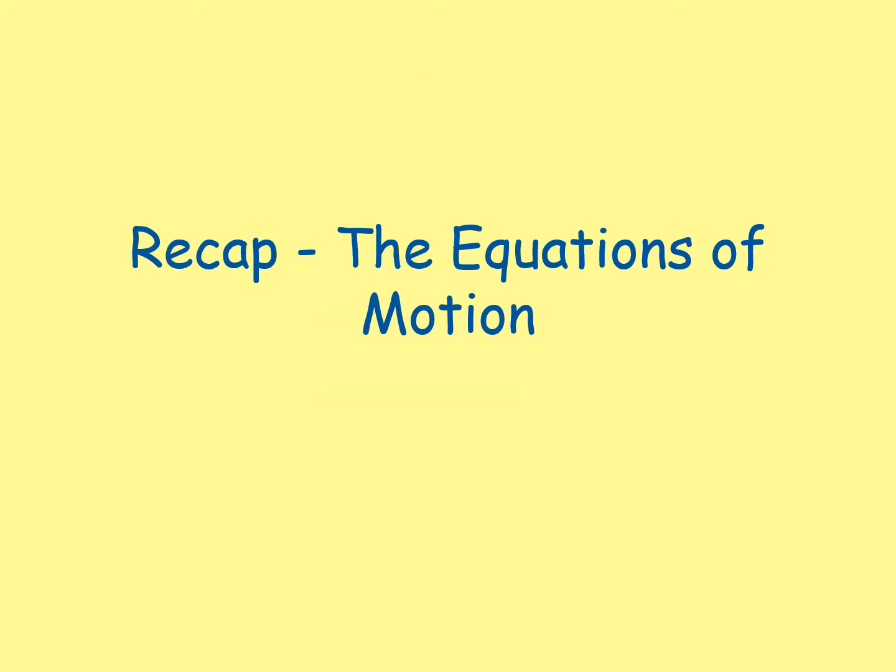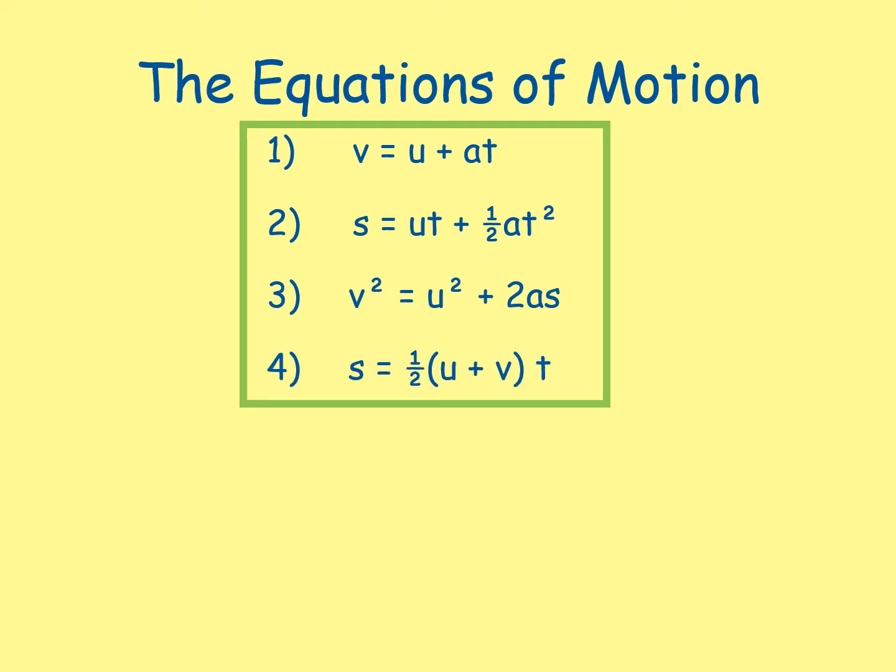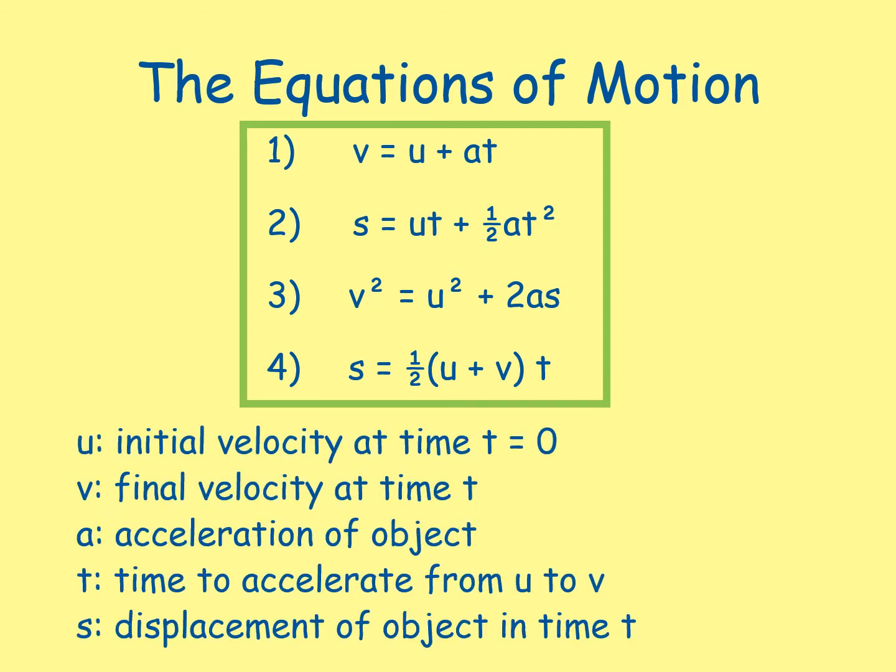Recap: equations of motion. The equations of motion are as follows: v equals u plus at, s equals ut plus a half at squared, v squared equals u squared plus 2as, and s equals a half (u plus v) t, where u is the initial velocity at a time of t equals 0, v is the final velocity at time t, a is the acceleration of the object, t is the time for the object to accelerate from u to v, and s is the displacement of the object in a time of t.